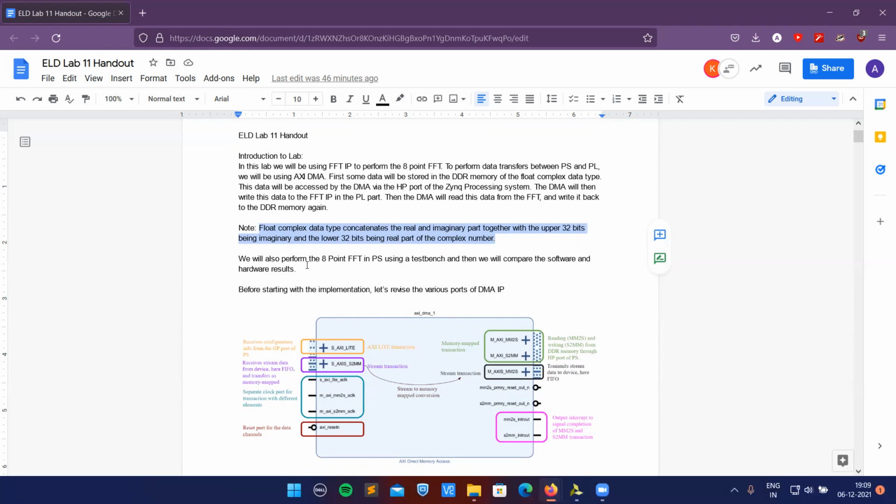In this lab, we are going to perform the 8-point FFT, and then we are going to use a test bench on the PS, and we are going to compare the hardware results, which are the output of the FFT IP, and the software results, which come from the software code performing the 8-point FFT on the same data.